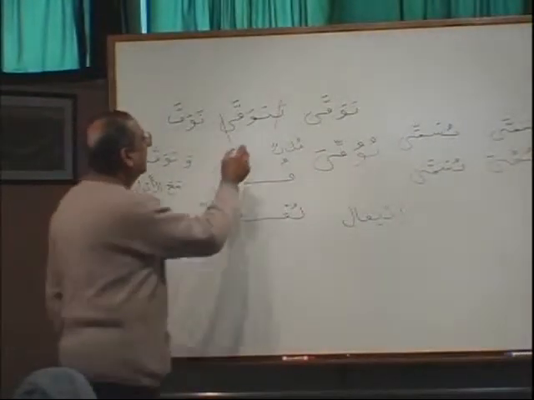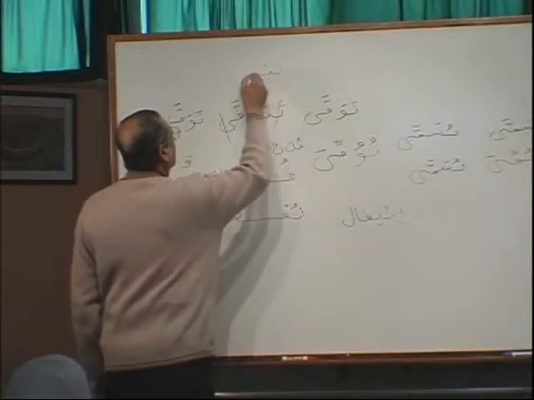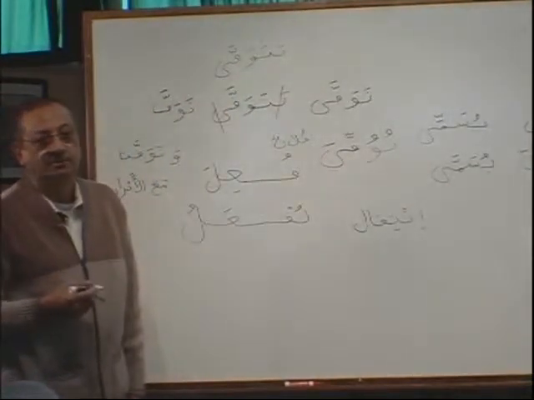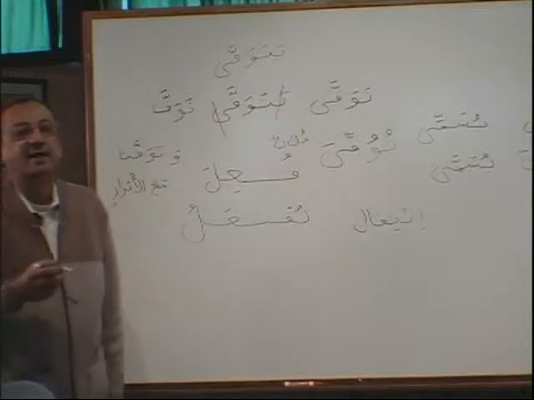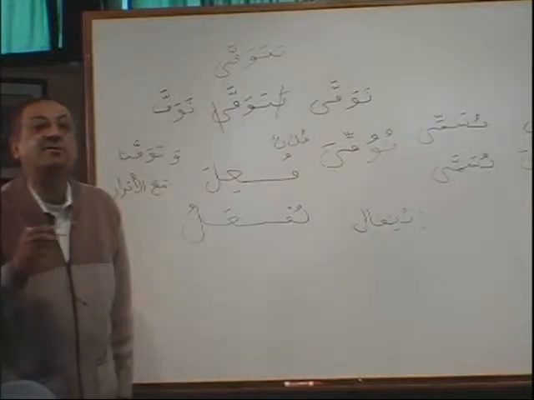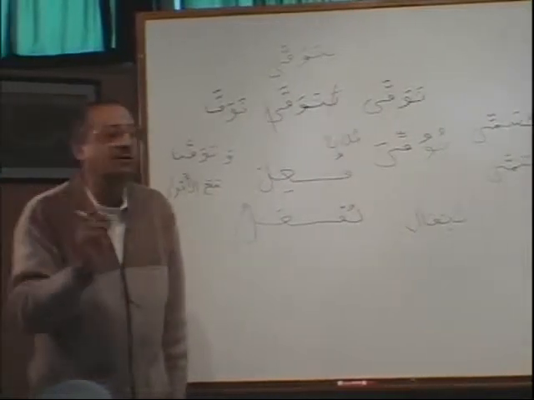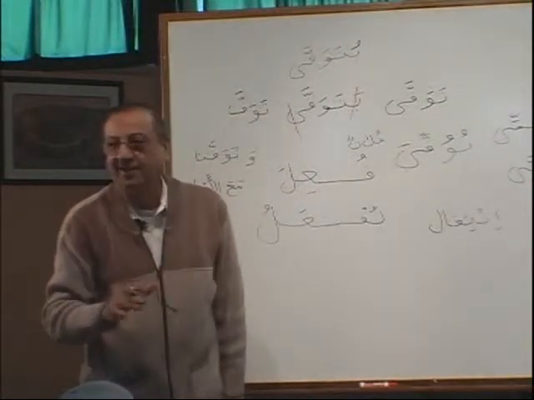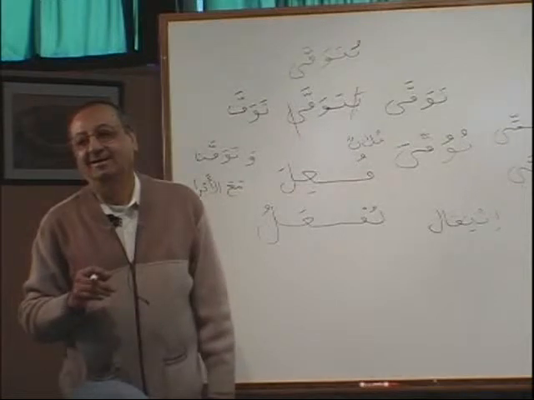So, tuwuffiya is fine. Now, if I say yatawaffa, okay, how do I make majhul if I have to? See, what is the rule? That before Ain Kalima will get a fatah. Is there a fatah there? Yes. So the alamatu mudana will get a dhamma. Okay, let me give dhamma. And anything else will remain or get fatah. Are there fatah there? Yes. Khalas. So what is your majhul? Yutawaffa. Khalas.